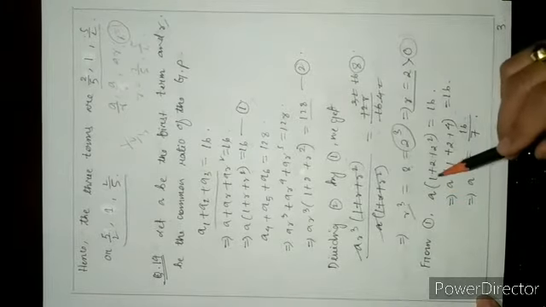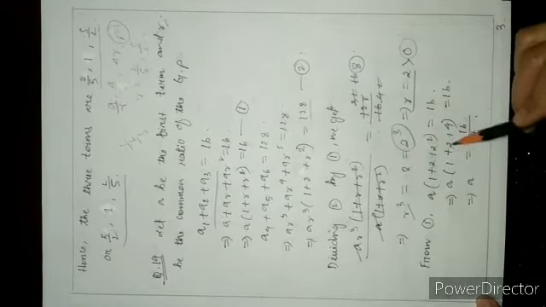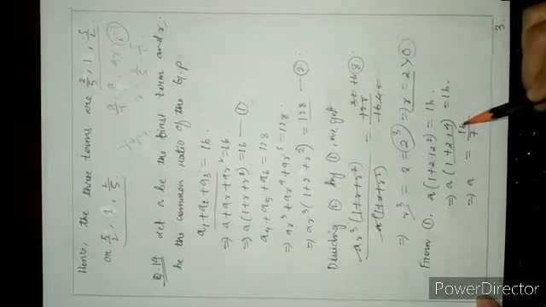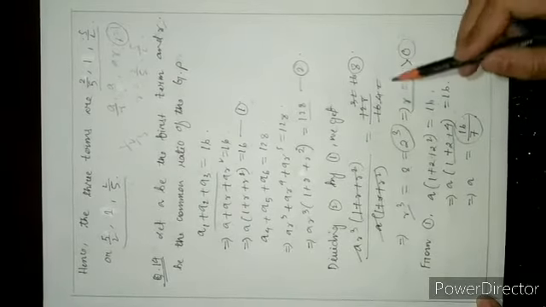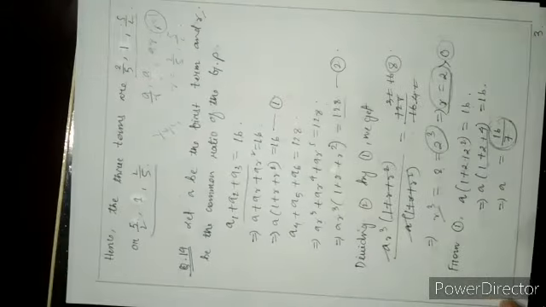A times (1 plus 2 plus 4) equals 16, so A is equal to 16 by 7. The common ratio R is 2 and the first term is 16 by 7.